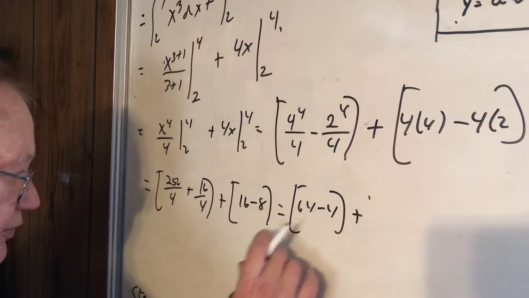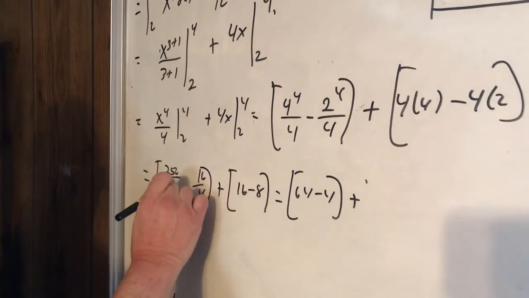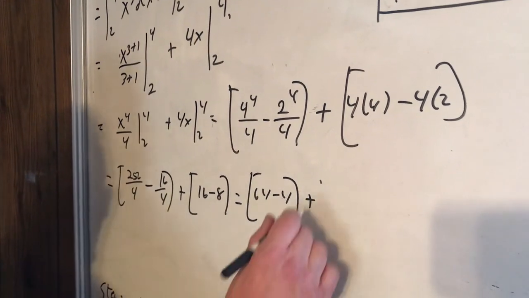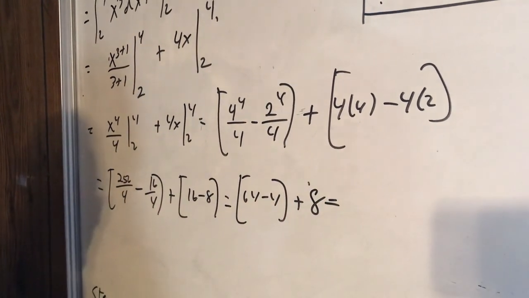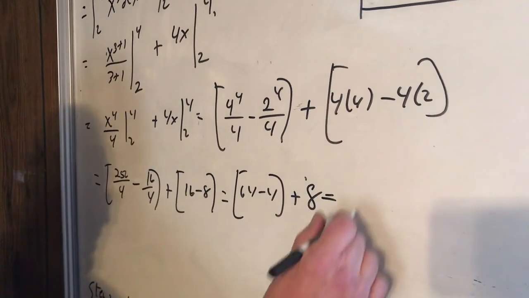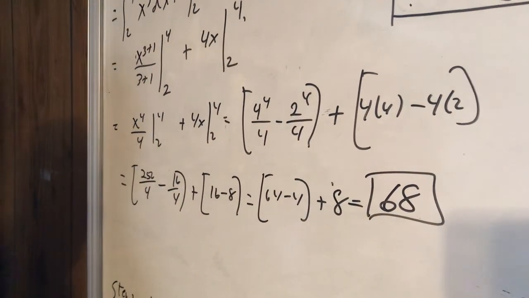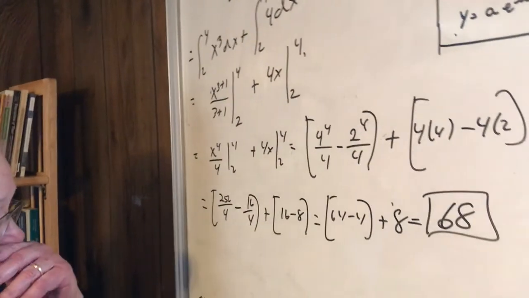Oh, no, it's minus. I forgot the minus. 64 minus 4 plus 8 is 60 plus 8. And the answer is 68. And that is your answer. No equation. Just a number.